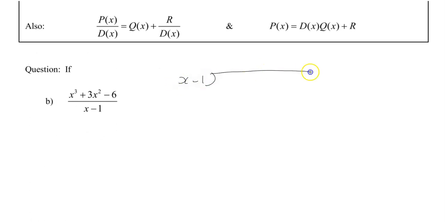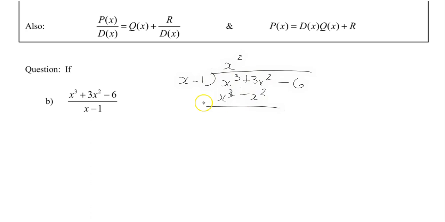x minus 1 goes into x cubed plus 3x squared. I'm going to write this. We're going to come back and fix this in a minute. So you might not want to write quite this far if you're kind of following along writing stuff. Is x going into x cubed? Yes. How many times? x squared. This gives me x cubed minus x squared.